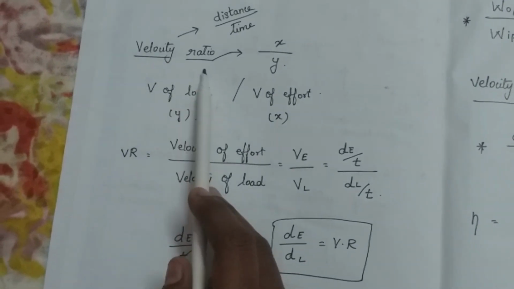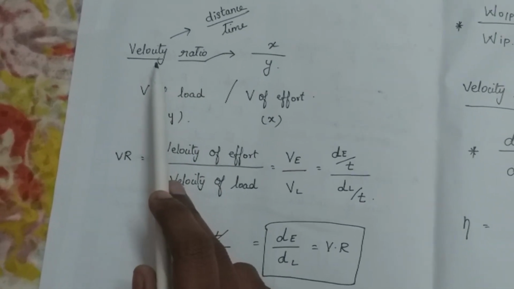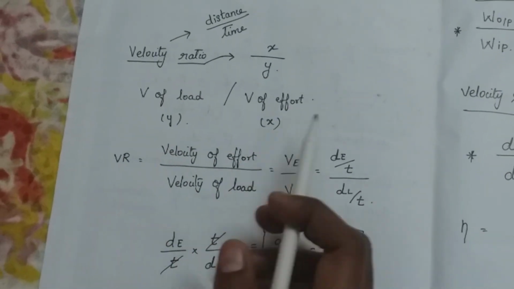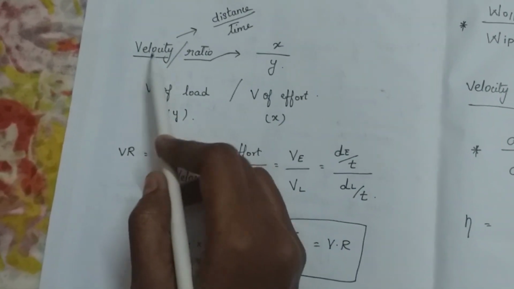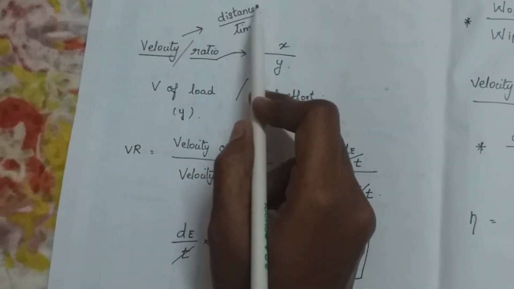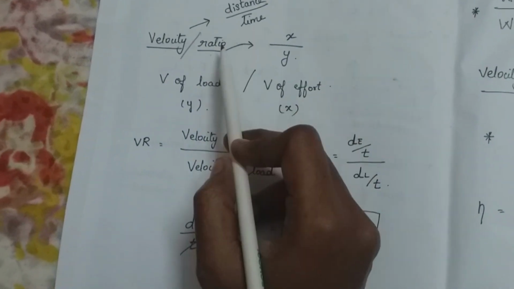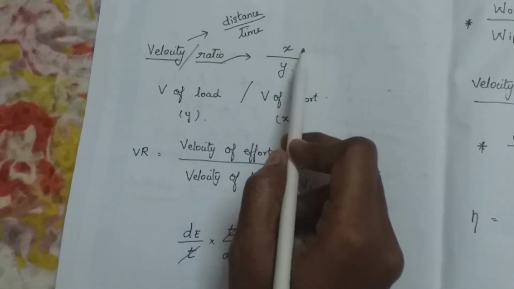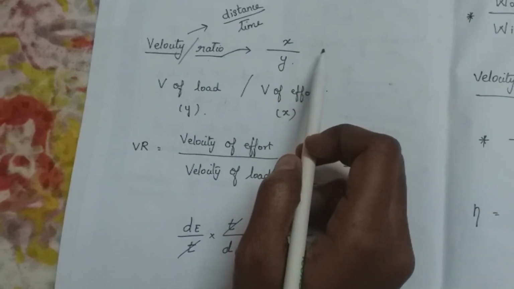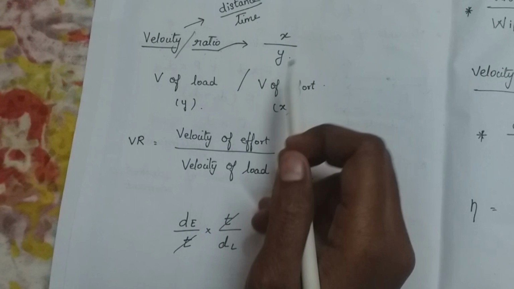When I say velocity ratio, let's learn the word. Let's split it into two different words: one is velocity and the other one is ratio. What is velocity? Velocity is nothing but distance by time. It's a very common formula that you know. What's ratio? Ratio is a fraction of something. You have a denominator and a numerator, and that's what you call a ratio.